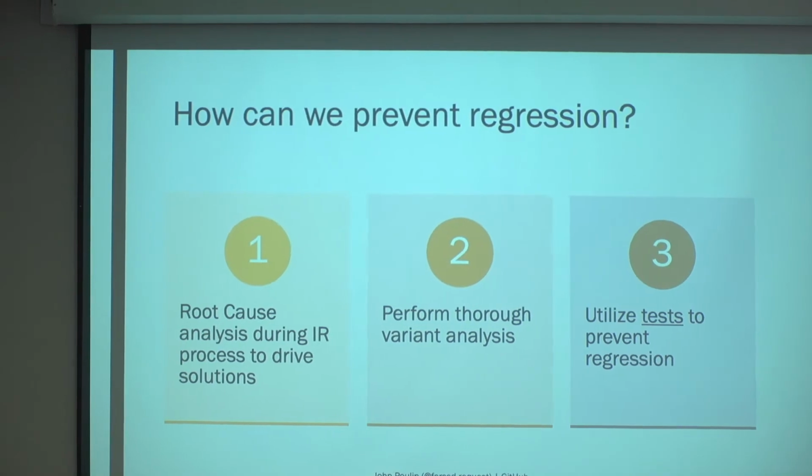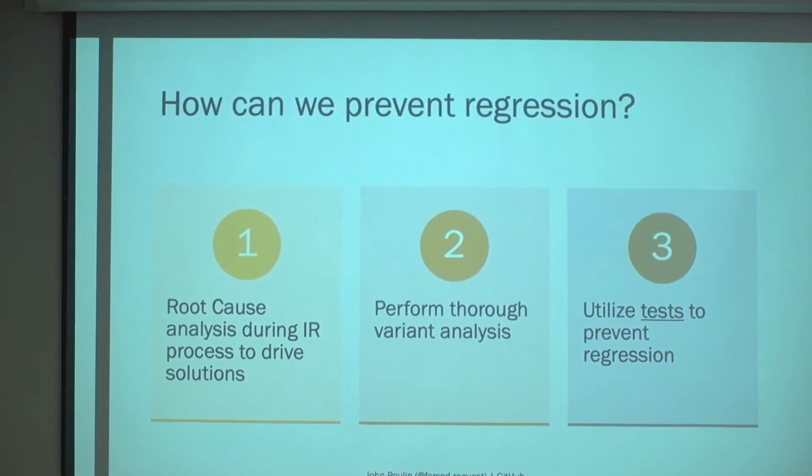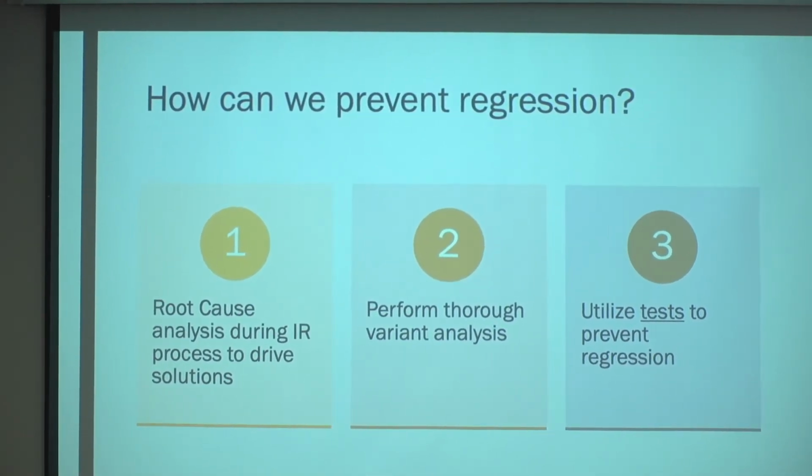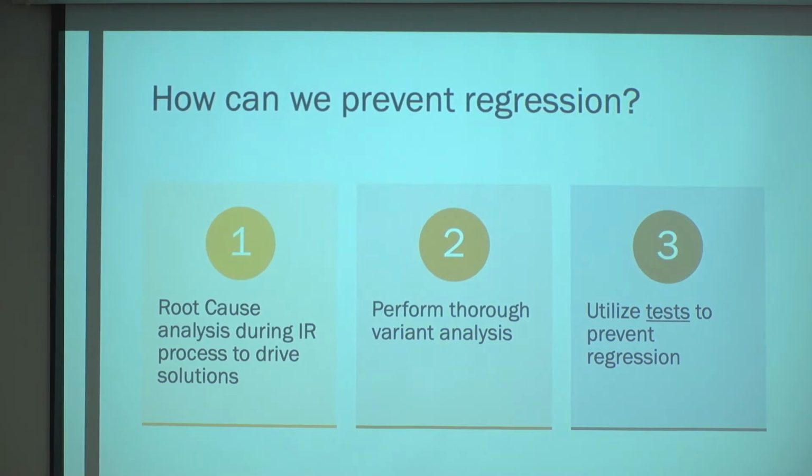The first thing we want to look at is ensuring that during our IR scenario, we do sufficient root cause analysis to really understand the vulnerability itself or the bug and use that to drive our solutioning. So we want to fix things at a code level. We don't want to rely on third-party products, things like WAFs, to solve the issue. So make sure you have an understanding of the actual issue itself, and then perform thorough variant analysis.